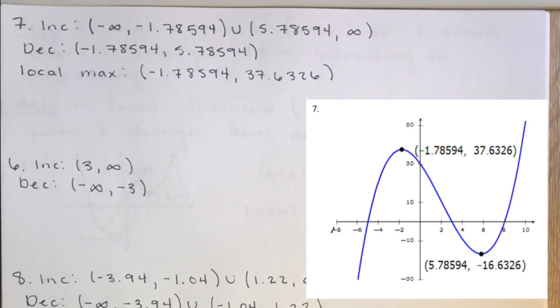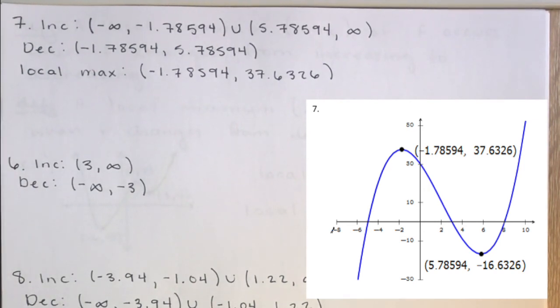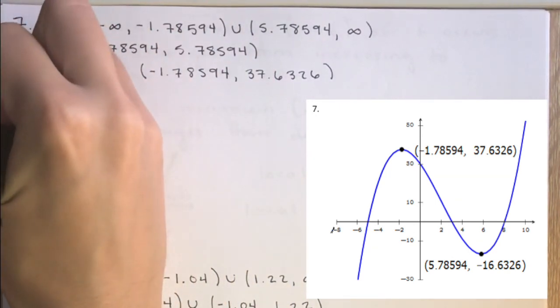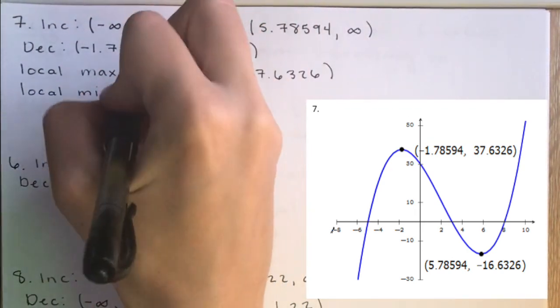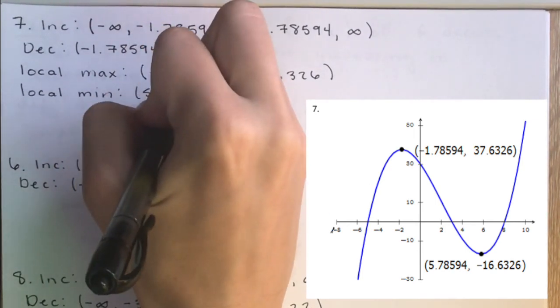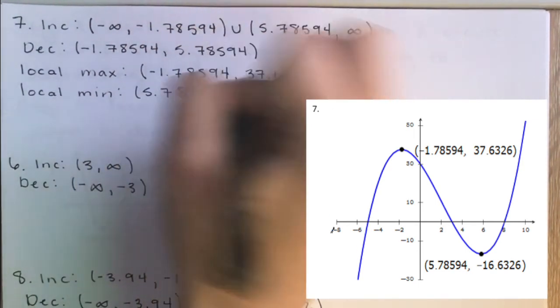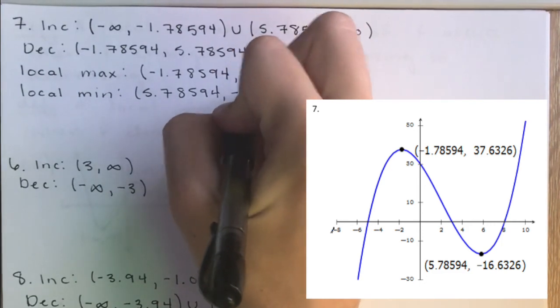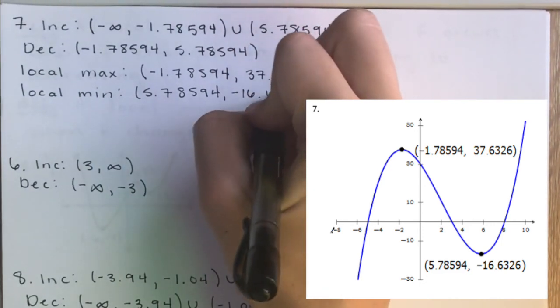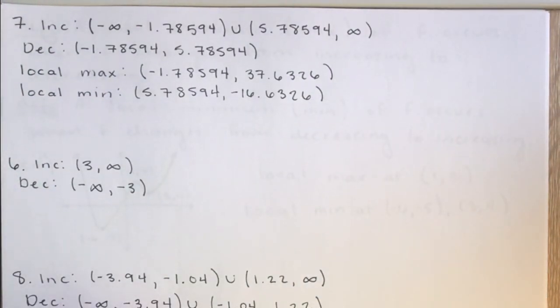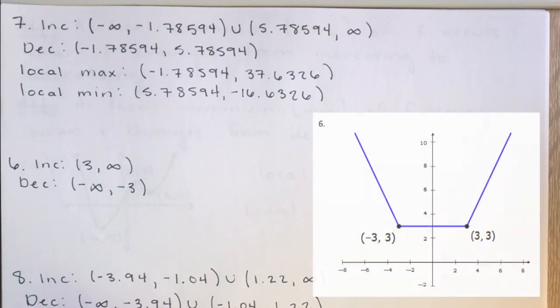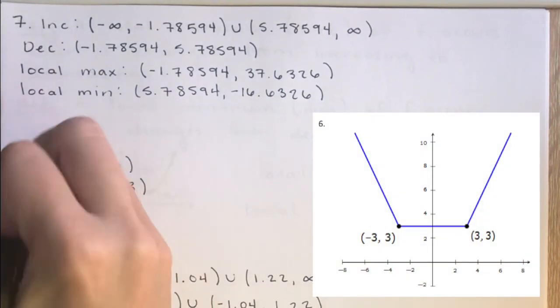Do we have any local minimums here? Well, then we are decreasing on that middle chunk, and then we are increasing on that rightmost chunk. So we do have a local min. It's that valley at the point 5.78594 with the y value negative 16.6326. Awesome.